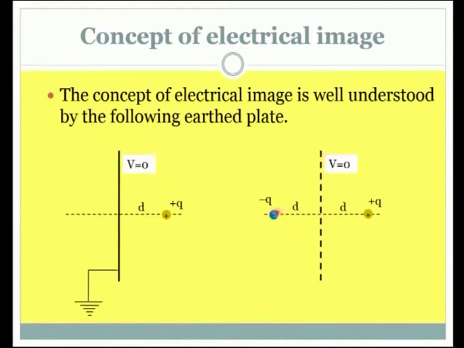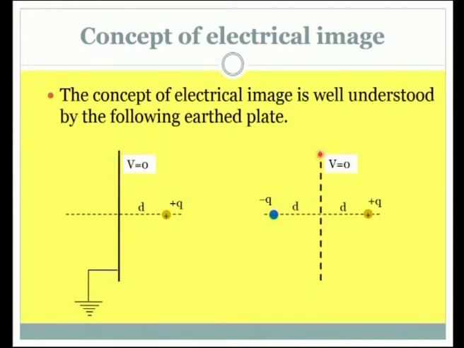It is not just randomly chosen as a negative charge. There is a concept behind that. The potential has to be 0 here because it is connected to the earth. Simultaneously refer to the actual diagram that is shown here. This is the original diagram and this is removed.